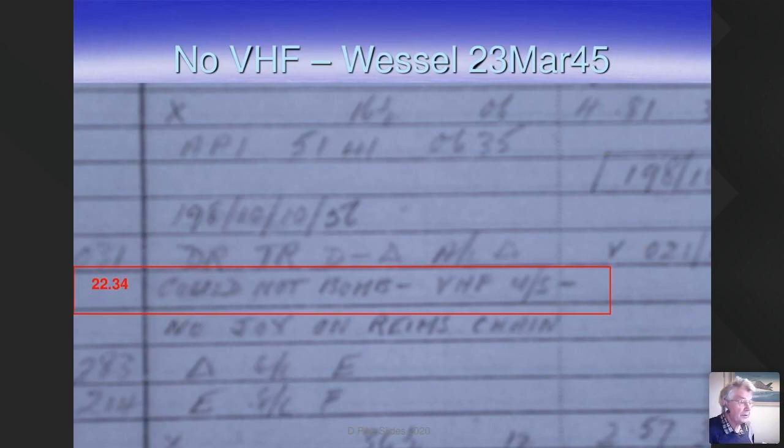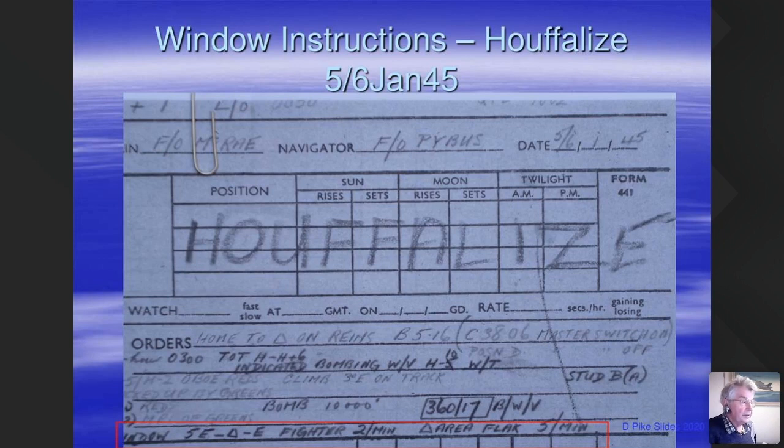So here's an example on the trip. It's put there, could not bomb, VHF U/S. Here's another, a trip to Houffalize, which was a little town just to the north of, can't remember, Bastogne. During the Battle of the Bulge, it was a German bottleneck, and so 5-group went to bomb it.